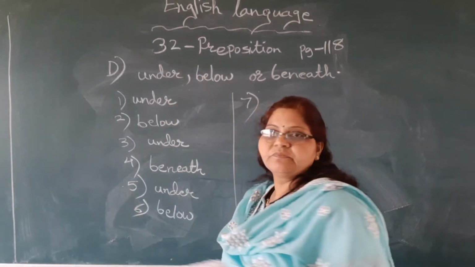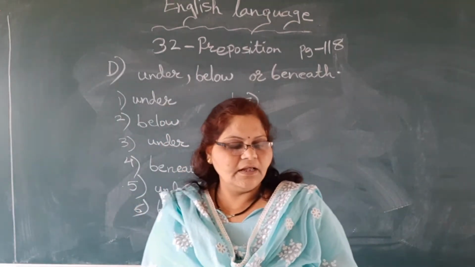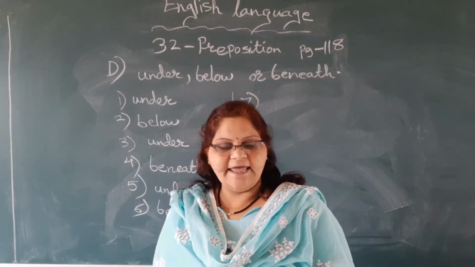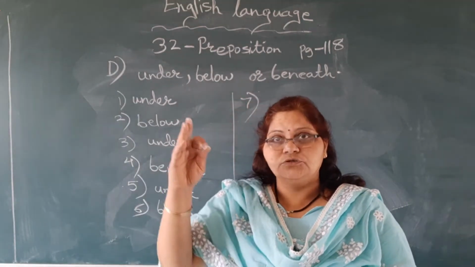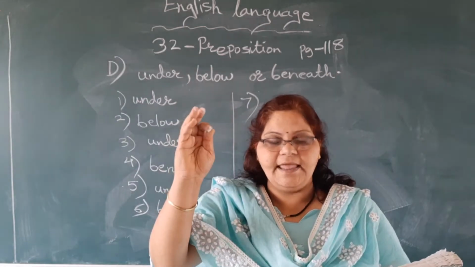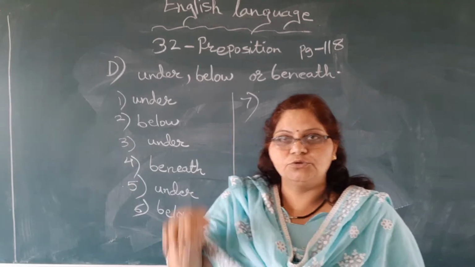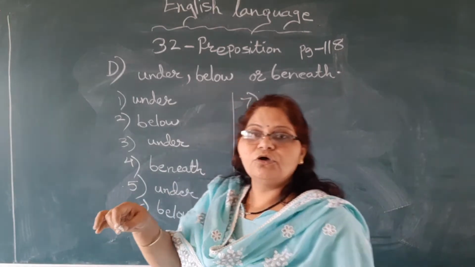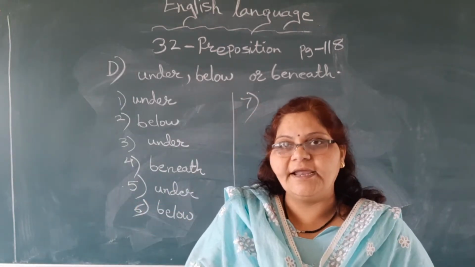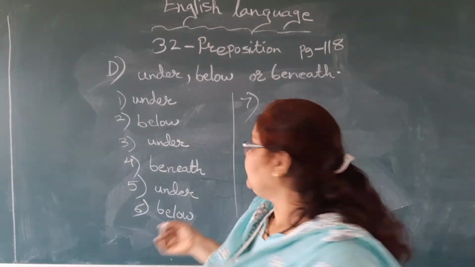Seventh sentence. The street lamp lit the road dash. The street lamp, the lamp on the side of the road, the light lamp, that is called a street lamp. Lit the road beneath. The area below it, beneath. So it gives light to the area below it. So that is beneath.